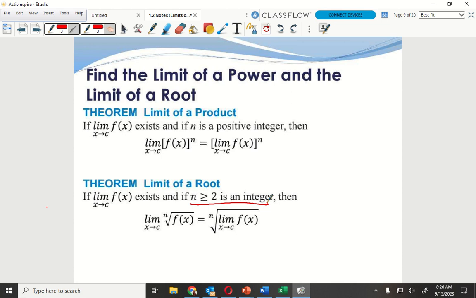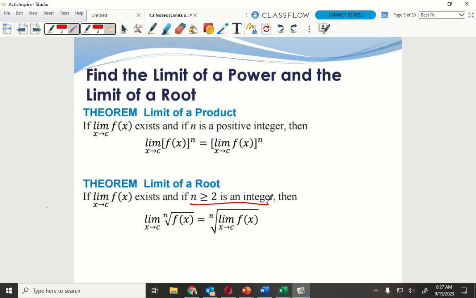N cannot be even. What can you not have in an even root? A negative. You cannot have a negative inside an even root. You can have it in odd roots, but not even. Because that means that you're going to have a restriction on your domain. Whenever there are restrictions, there is discontinuity.